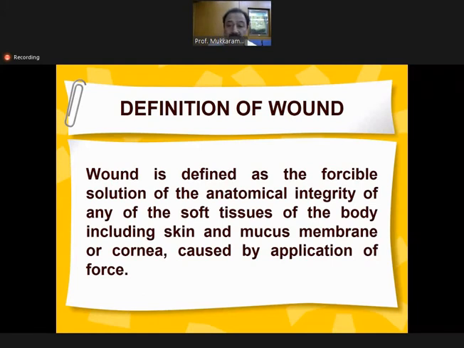But a wound is defined as the forcible solution of anatomical integrity of any part of the soft tissue of the body, including skin, mucous membrane, or cornea, caused by application of force. This is called a wound. You produce a wound when you use a force against a person. We will discuss later what kind of force is being used, and if you make a perpendicular injury, how it looks, and when you hit from the side, how it looks, etc.